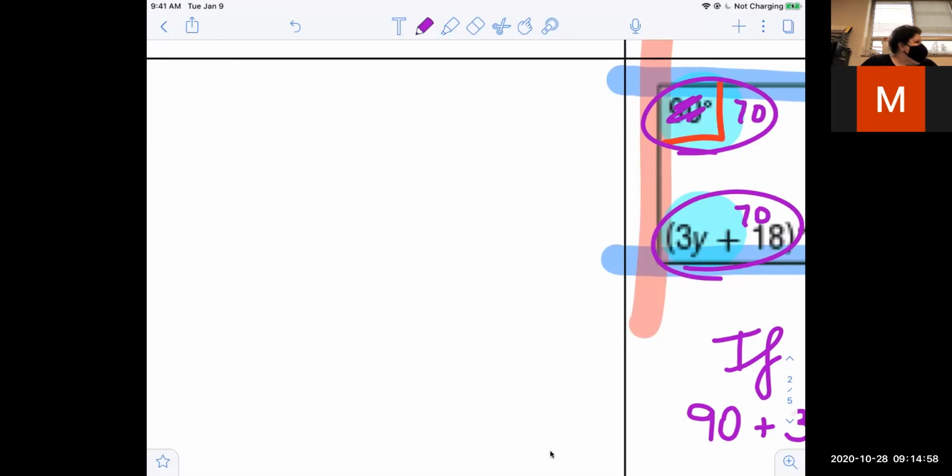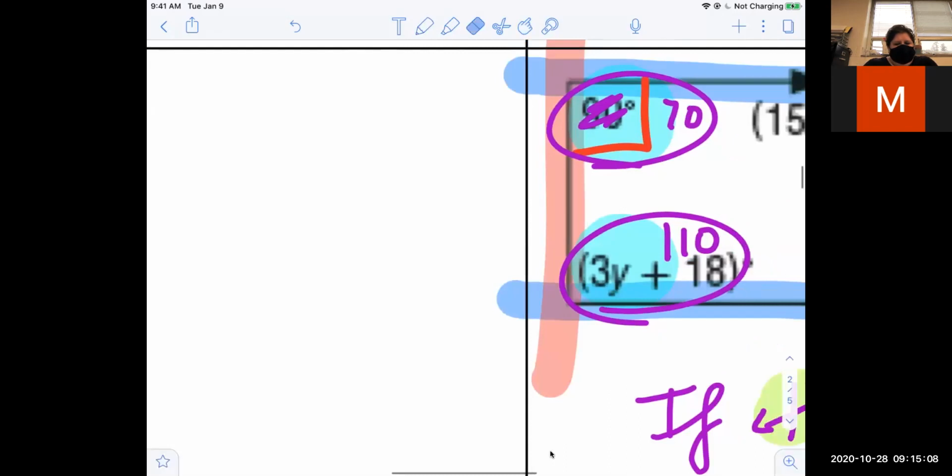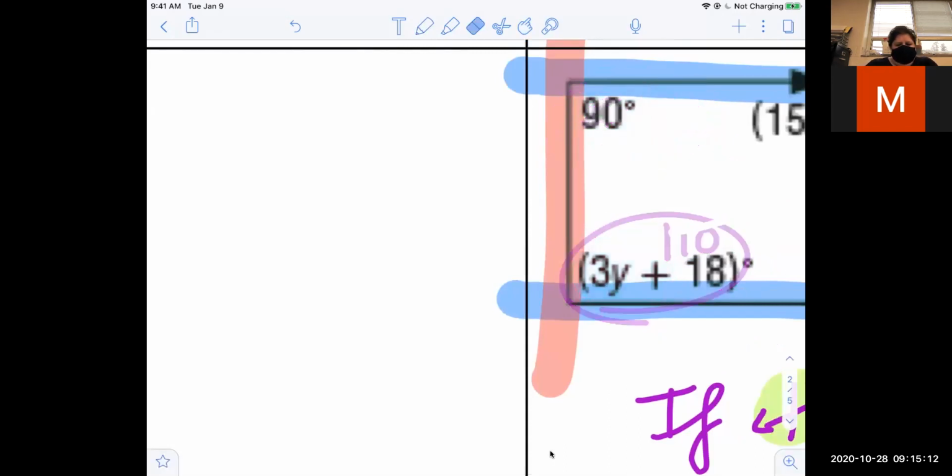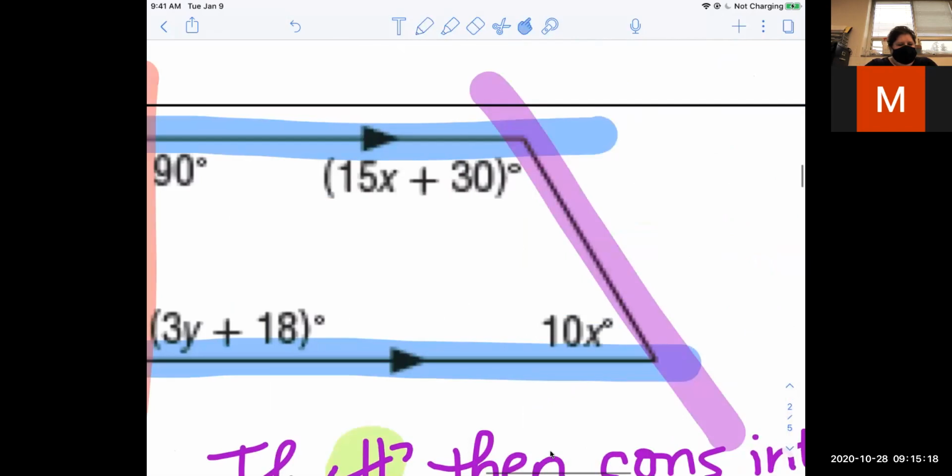They should be, Michael, they should be supplementary. So if that was 70, this one would have to be 110. Okay, so your theorem for that one is if lines are parallel, then consecutive interior angles are supplementary. And that makes 3y plus 18 have to equal 90. It's the same thing on this one.